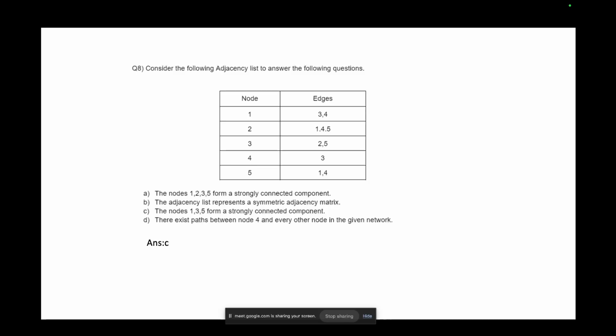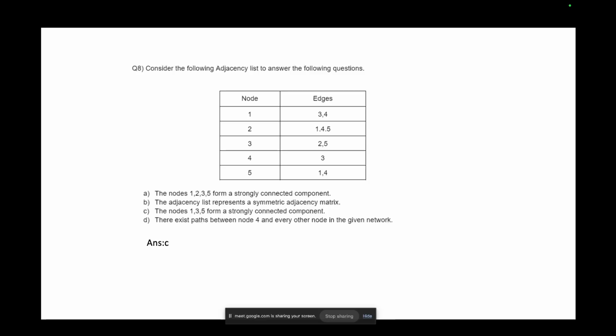So this is actually a directed graph. If you consider that, then option C holds. You have a connection from 1 to 3, 3 to 5, and 5 to 1. So that forms a strongly connected component. Right? 1 to 3 and 5. 1 to 2 there is no connection. There's a 2 to 1 connection. Right? So the first option is not there.